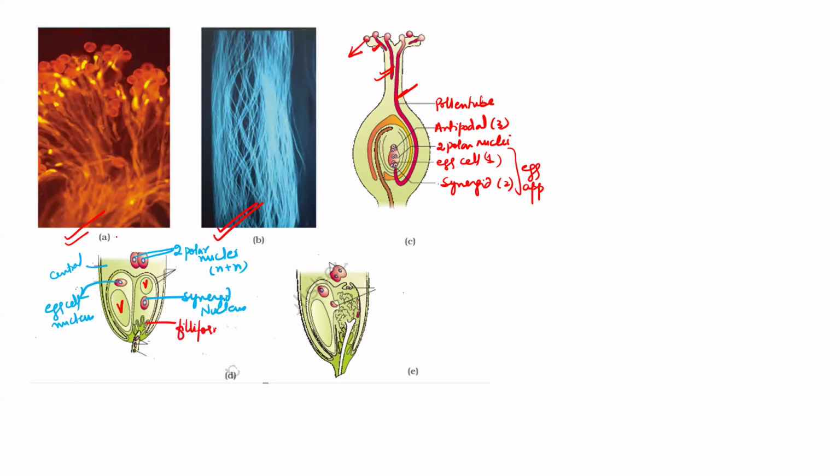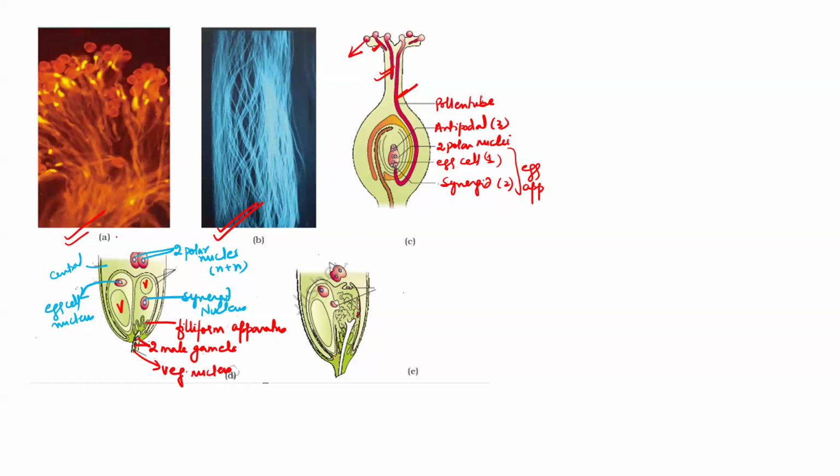Clear? And synergid cells are the ones which have filiform apparatus. This is filiform apparatus which will guide the pollen tube to enter inside the embryo sac. And these are the two male gametes. Please focus. These are two male gametes. Clear? And this is the one vegetative nucleus, or you can say this is tube nucleus. Vegetative nucleus or tube nucleus.